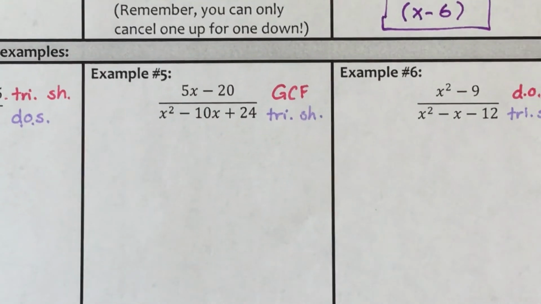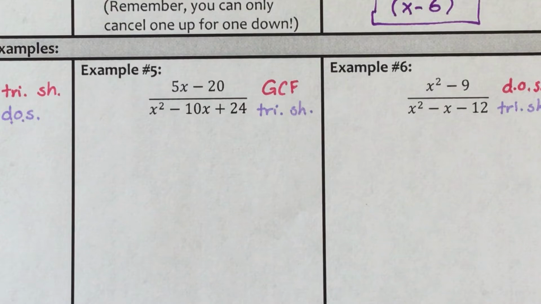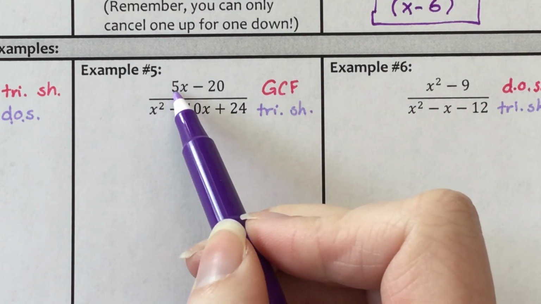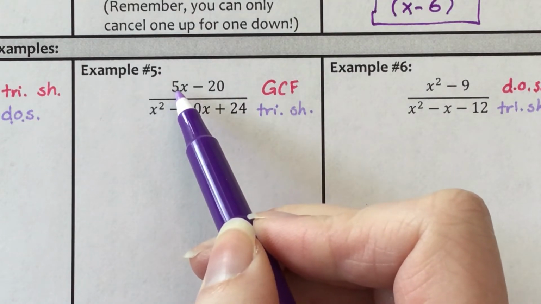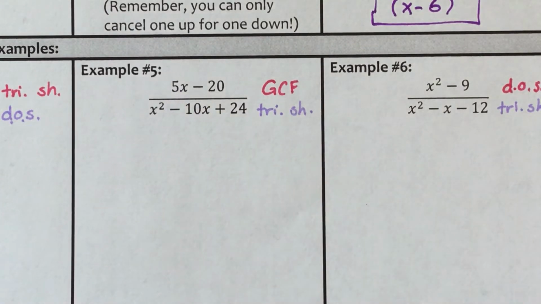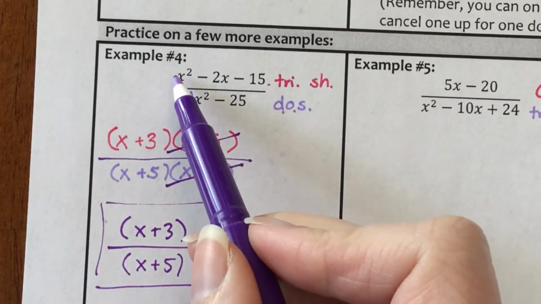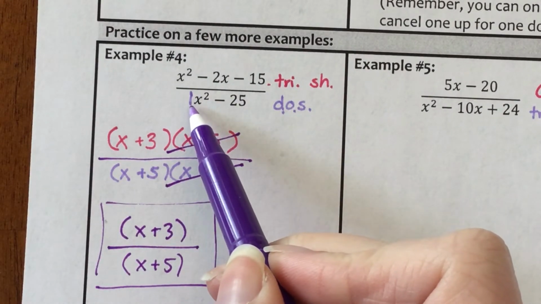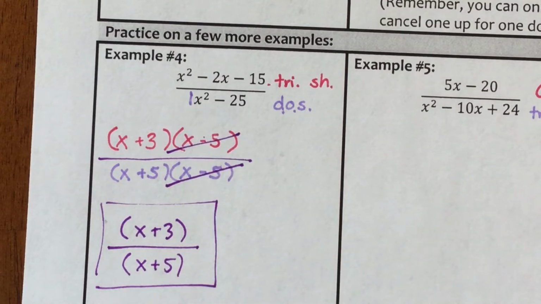Number 5, the top has a greatest common factor. You should always be looking for greatest common factors before you get started. Kind of a hint for that is if the first term has a number that is bigger than 1, there might be a GCF. So go ahead and try it out. In the previous problem, the first terms had a coefficient of 1 on both of those, so there can't be a GCF.